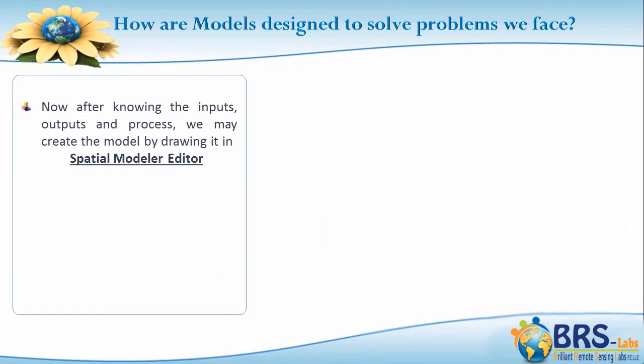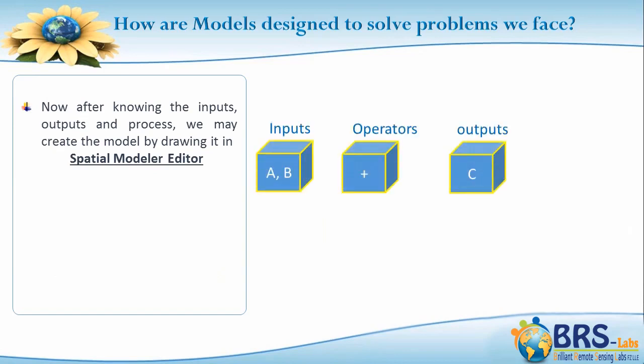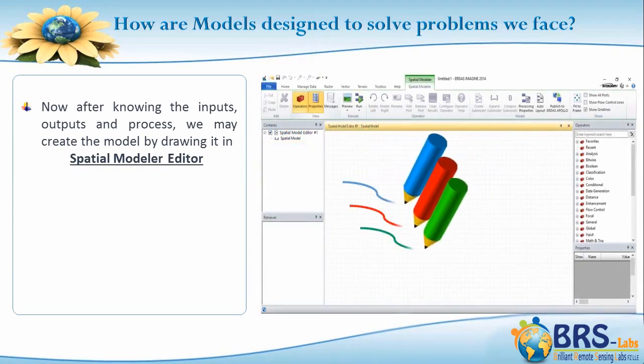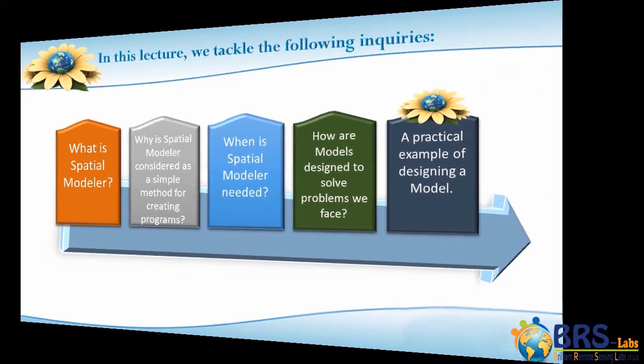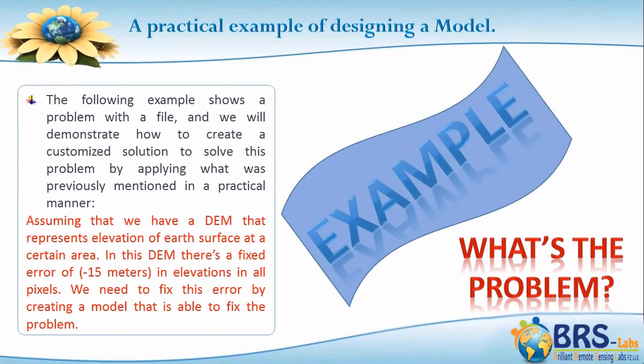Now, after knowing the inputs, outputs, and process, we may create the model by drawing it in the Spatial Modeler editor. Now we move to the fifth and last inquiry, and that is a practical example of designing a model. The following example shows a problem with a file, and we will demonstrate how to create a customized solution to solve this problem by applying what was previously mentioned in a practical manner.